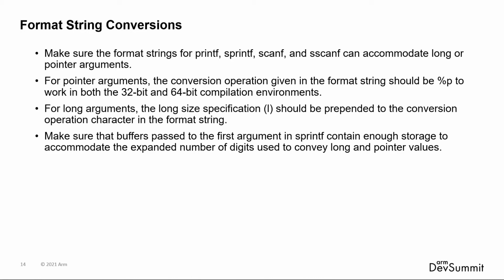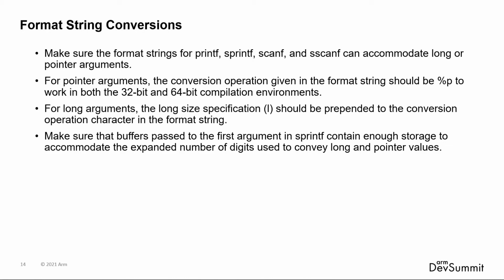When using file and string I/O operations, taking care that the variable sizes still line up correctly can be quite important. Make sure the format strings for printf, sprintf, and scanf can accommodate long or pointer arguments. For pointer arguments, you can use the format string %p to work in both the 32-bit and 64-bit compilation environments. For long arguments, the long size specification L should be prepended to the conversion operation character in the format string.